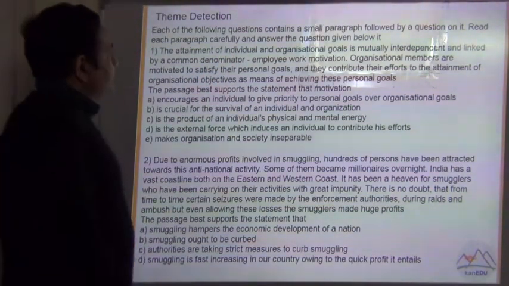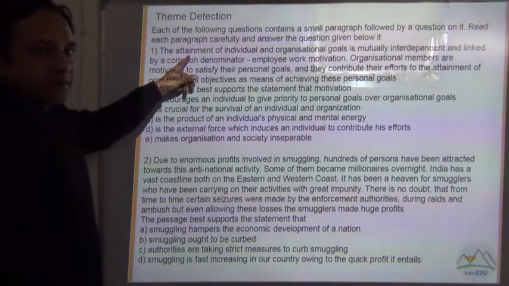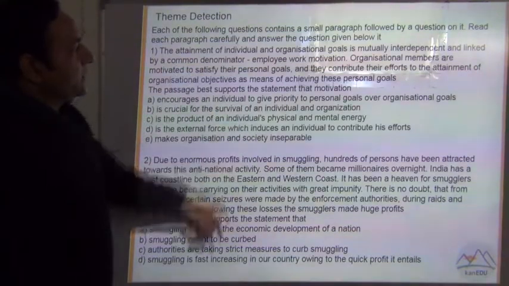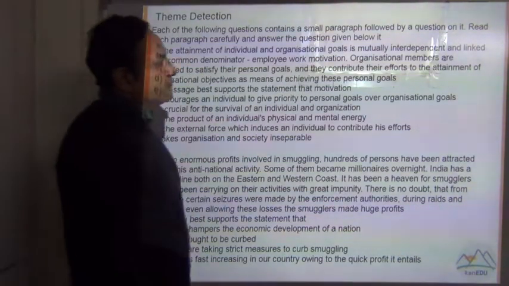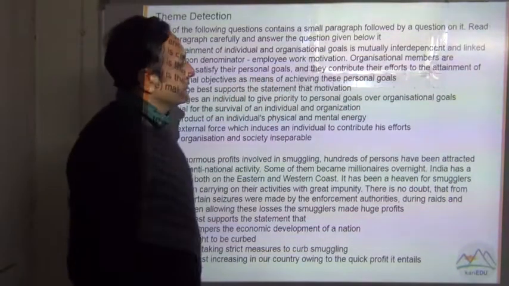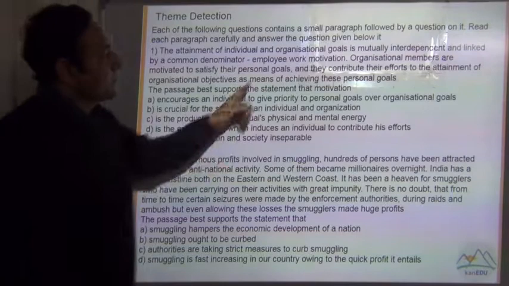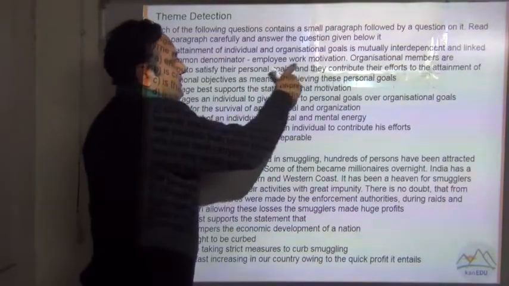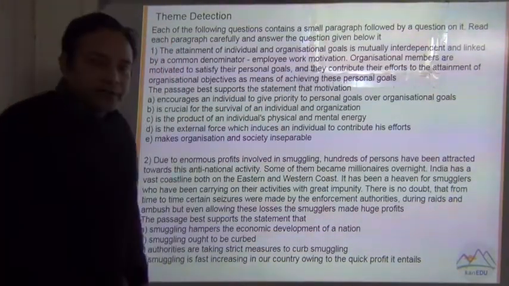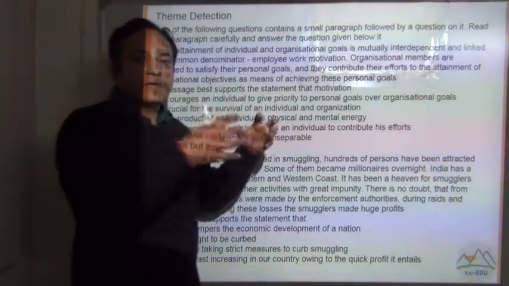Now question number 1. The attainment of individual, attainment means achieving, of individual and organization goal is mutually interdependent. Interdependent means dependent on each other, and linked by a common denominator, employee work motivation. So employees will be motivated to work. This is the main link between employee and the organization.